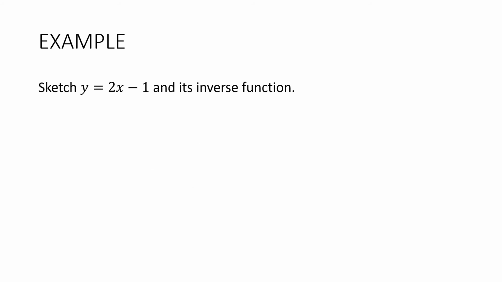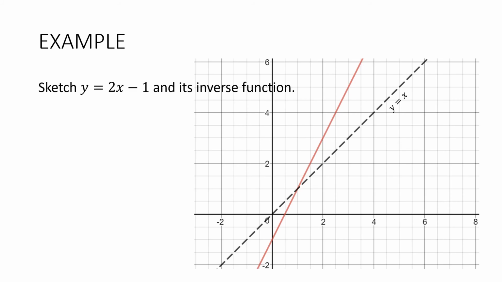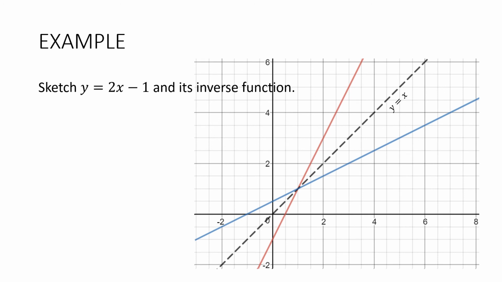So suppose we want to sketch y equals 2x minus 1 and its inverse function. We could just draw up the line y equals 2x minus 1. So it's cutting here at -1, goes up by 2 and across 1. This dotted line here is the line y equals x, and all I'm going to do is reflect it across that dotted line like this. So there's the inverse function there.